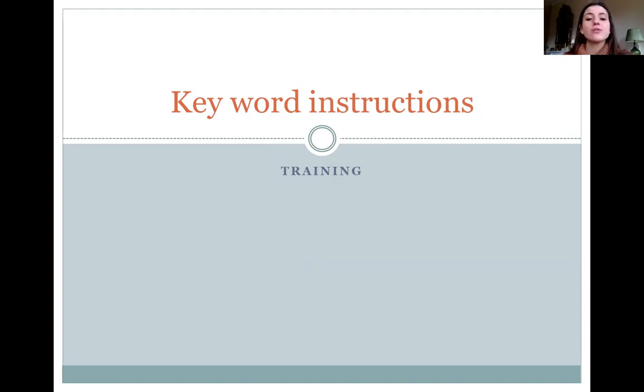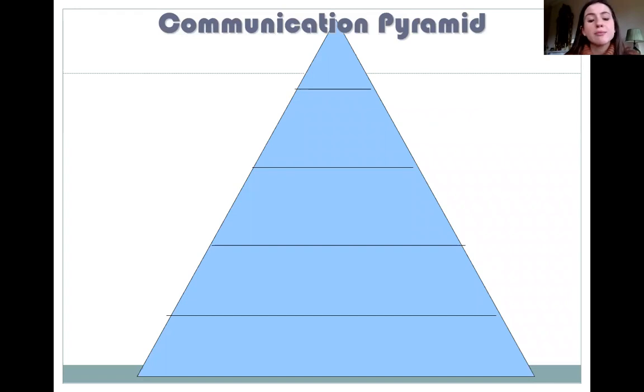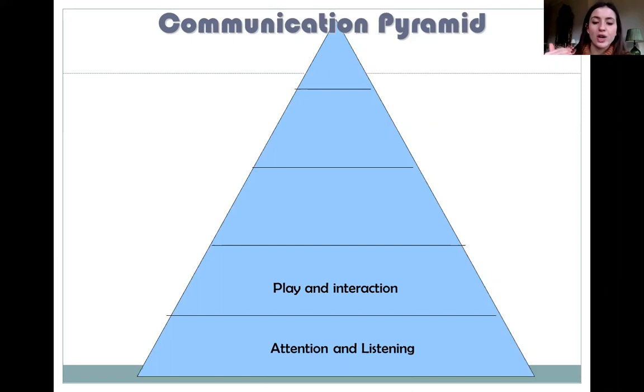So first, I'm going to go through what we call the communication pyramid. This model is used to demonstrate the skills that need to be in place for good communication to occur. So we think of these as the building blocks for communication. Typically, children will develop the skill at the bottom first, attention and listening, before the rest. When the child is confident with their attention and listening, they will then be able to move on to the next building block, which is play and interaction.